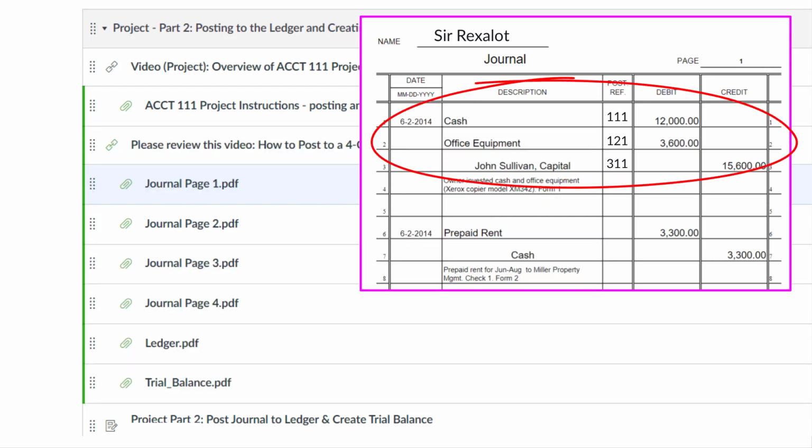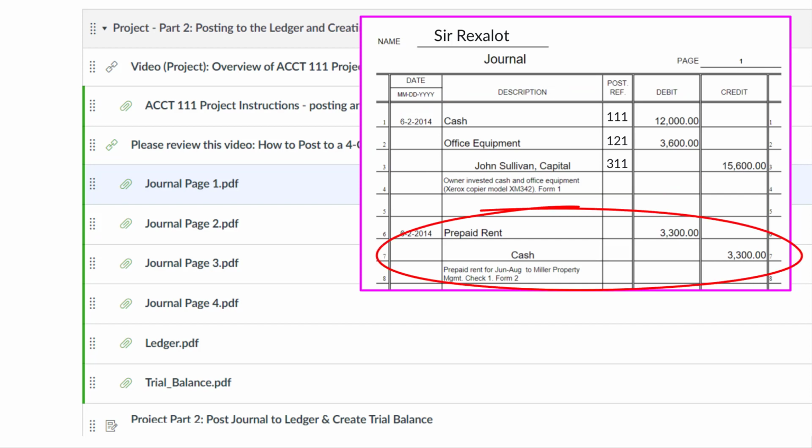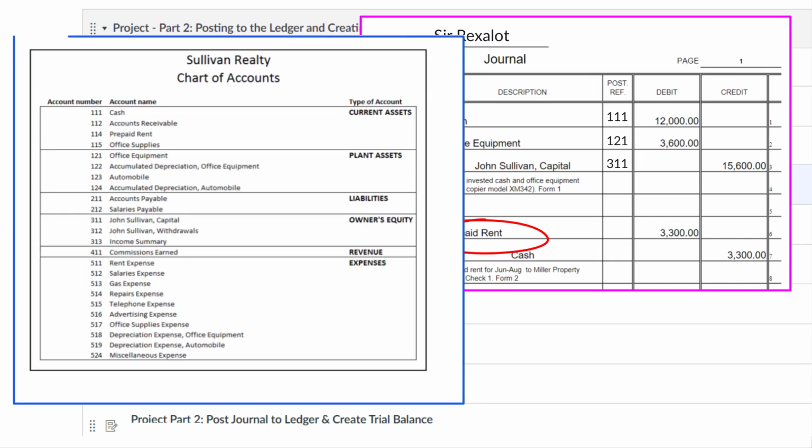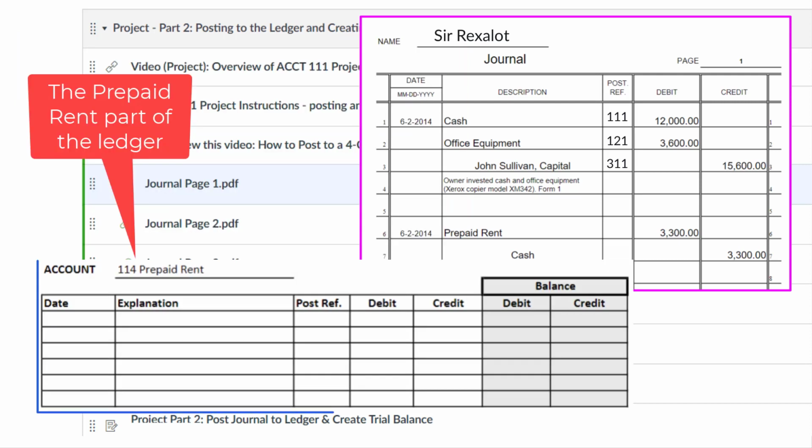Now we're almost to the point where students make a huge critical error. And you'll see why I am posting the first two transactions with you in this video. So anyway, we're going to go to the second transaction, which was prepaid rent, $3,300. So we need to find prepaid rent. And according to my chart of accounts, prepaid rent is account 114. So I find 114 in the ledger.